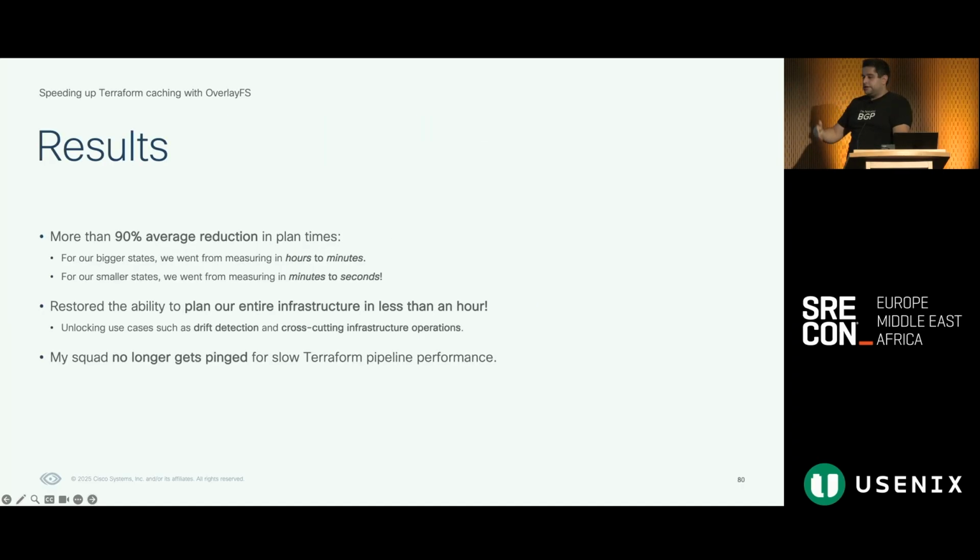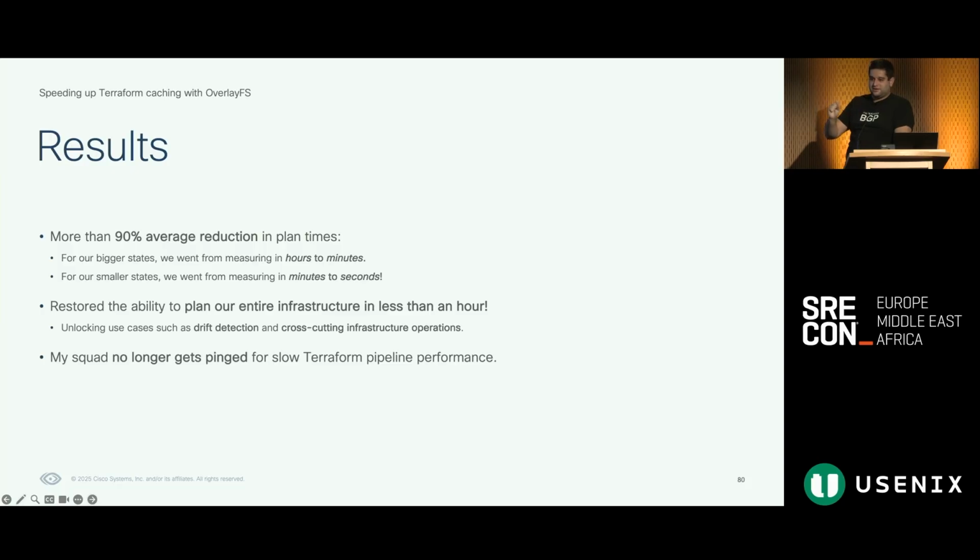Our results, again, this may vary depending on your scale, but more than 10x faster plans for us, especially after the cache filled up. From the user's perspective, for our bigger states, think thousands of resources, we went from measuring in hours to minutes. And for smaller states, a dozen, maybe a couple dozen, we went from minutes to seconds. It's blazing fast.